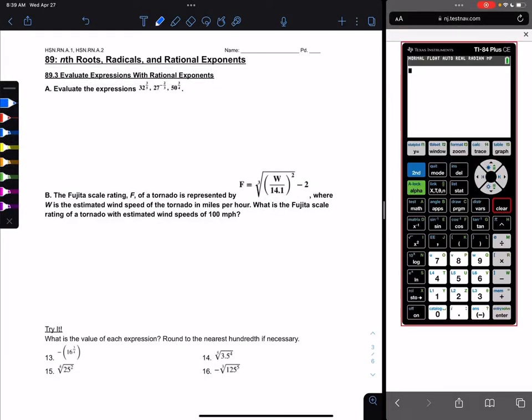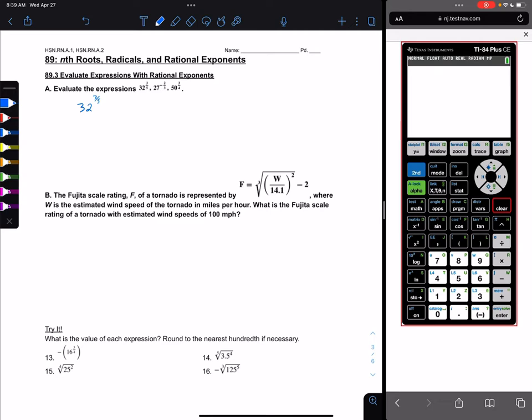In this video, we're going to look at topic 89, example 3, evaluate expressions with rational exponents. So in part A, evaluate the expression 32 to the 3/5, 27 to the negative 2/3, and 50 to the 3/4. So we'll go through these one by one. So let's look at 32 to the 3/5 power.